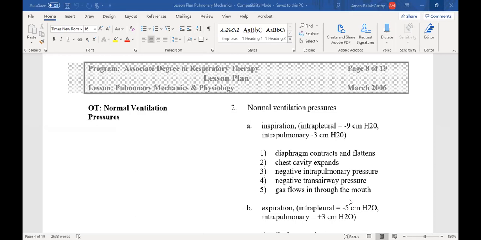In through the mouth. So when you take a breath in, you are becoming more negative. The diaphragm is doing his job, right? Descending, making the intrapulmonary pressure more negative than outside, and the air just says, shoo, because air and fluid follow the path of least what?